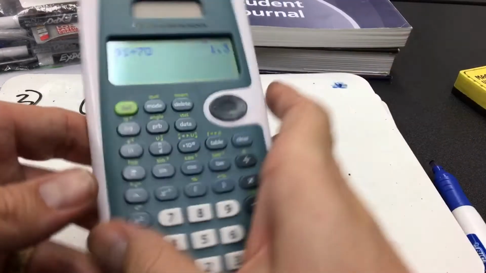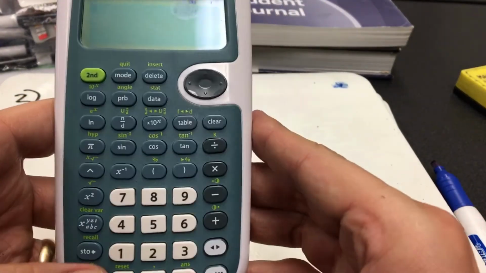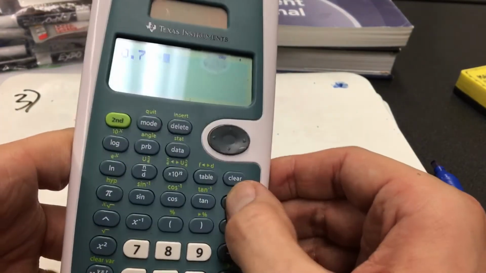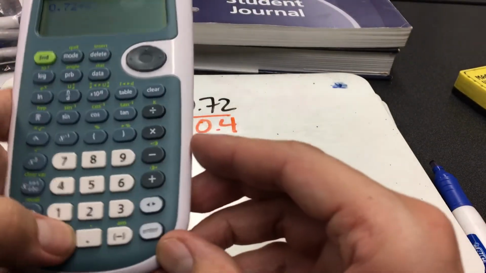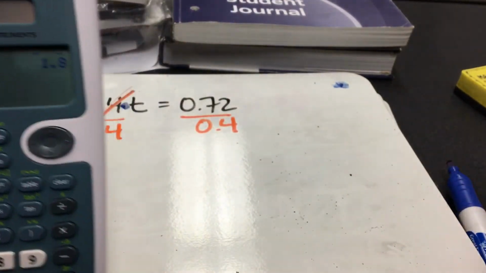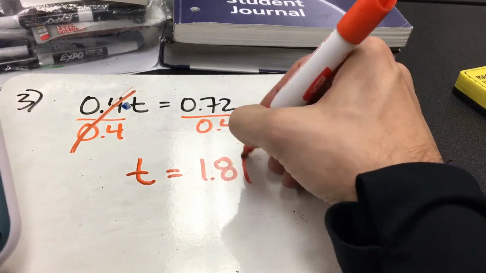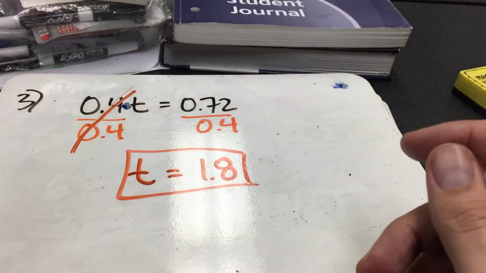When they're decimals, you just take Mimi's calculator, if you happen to have it in front of you, and you do 0.72 divided by 0.4, and you actually don't have to type that 0 at the beginning if you don't want to, and you get the answer 1.8. T equals 1.8. Easy. Done.